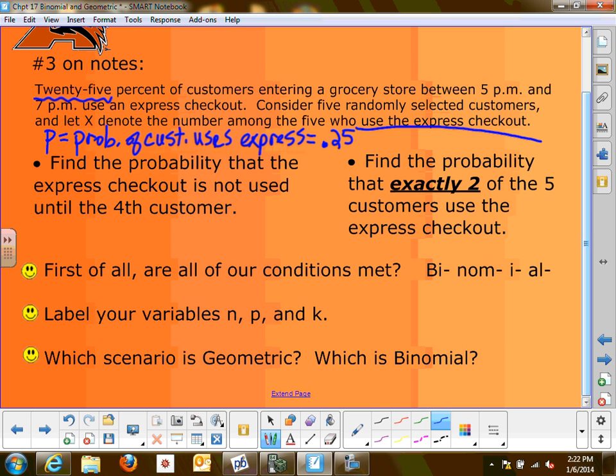Okay. Now, we're going to be considering 5 randomly chosen customers. So that would be our N value. That's our number of trials. I'm asking these 5 different. So 5 is that. And then if we want to talk about how many successes, that's going to come later.